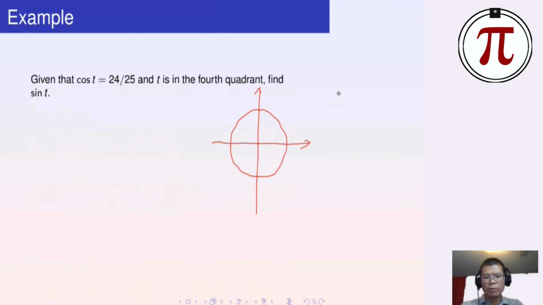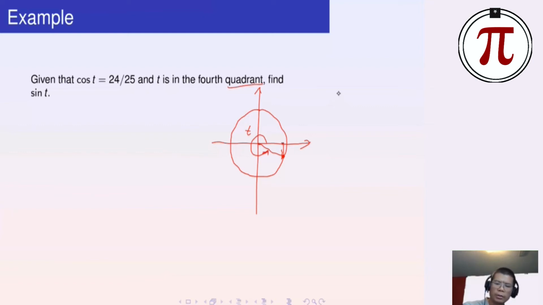Cosine t is 24 over 25. That's pretty close to positive 1, right? Pretty close. And it's in the fourth quadrant, right? It's the fourth quadrant, so sine should be below the axis somewhere here. So t is what? This is t, right? So t is in the fourth quadrant.